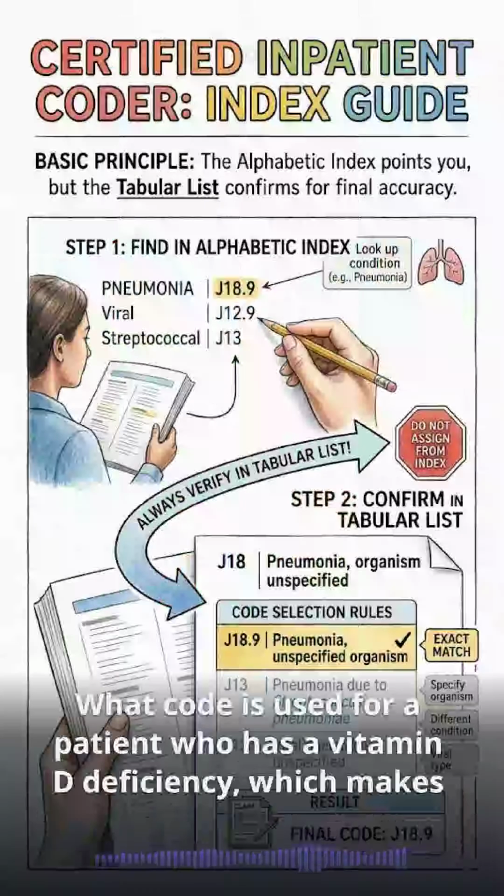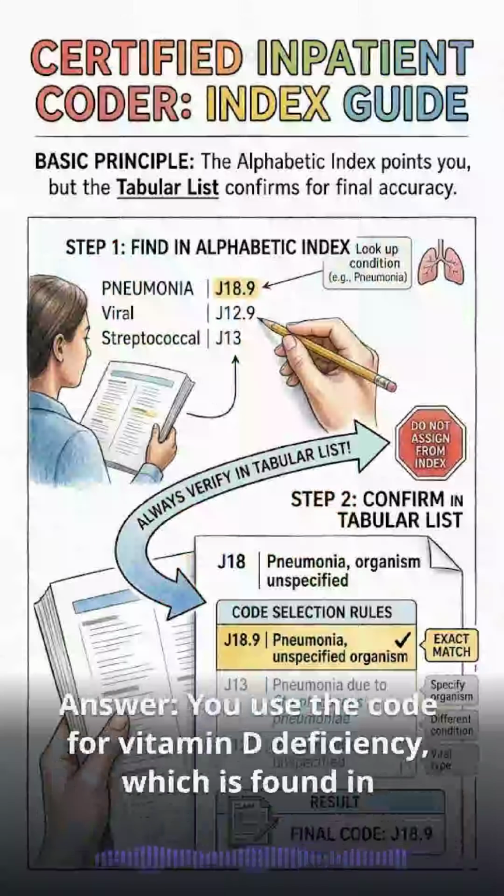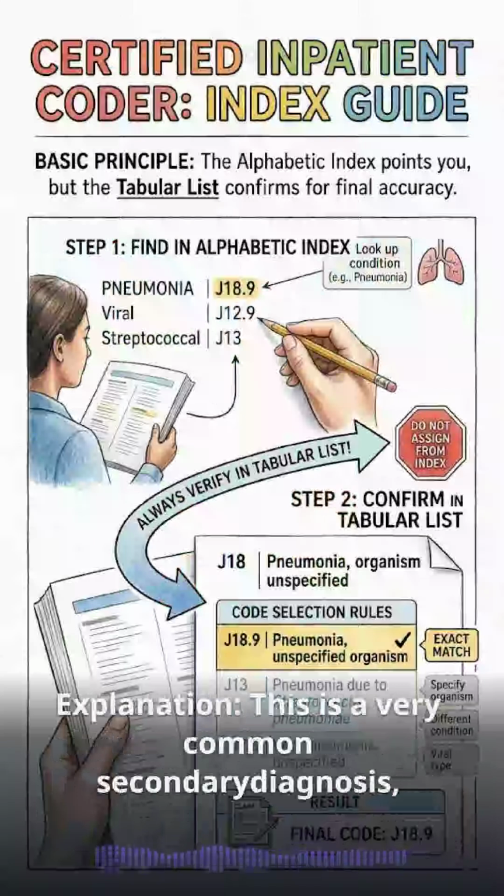94. What code is used for a patient who has a vitamin D deficiency, which makes bones weak? You use the code for vitamin D deficiency, which is found in the endocrine and nutrition chapter. This is a very common secondary diagnosis, especially for older patients who fall and break bones often.